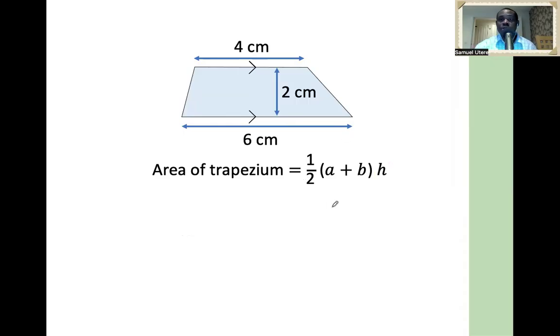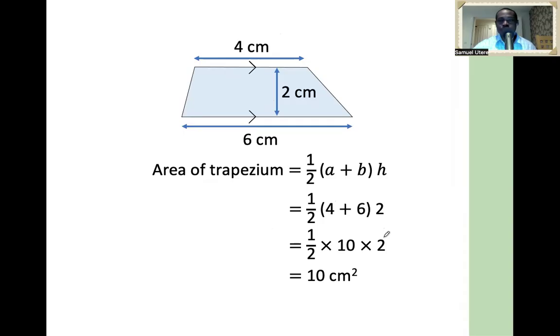But you just need to remember that the area for the trapezium is the sum of the parallel sides, you halve it, and you multiply it by the perpendicular height between them. So very quickly, we can just substitute. I hope you know what that word means. We replace the letters with the numbers that they represent. So that's 4 add 6. We halve it and we multiply by 2. So when we do that, our answer will be 10 centimeters squared.